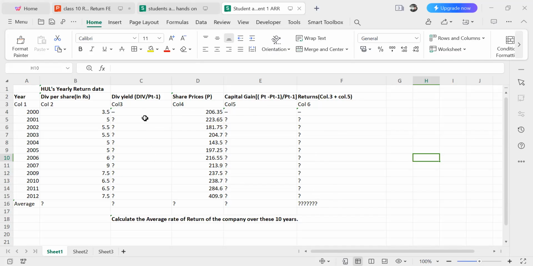Go on starting with number 1, year 2000. Tell me what is the dividend yield. I've written the formula so that you remember also. Your dividend yield is simply your dividend divided by the share price of the previous year, so it is P(t minus 1). So your dividend yield is the dividend of that year divided by the share price of the previous year.